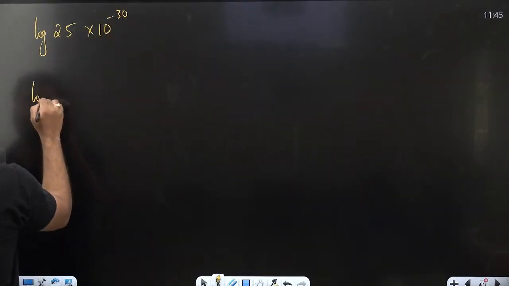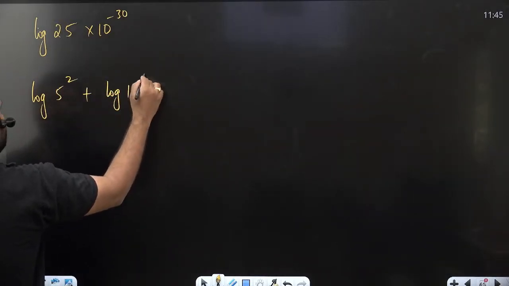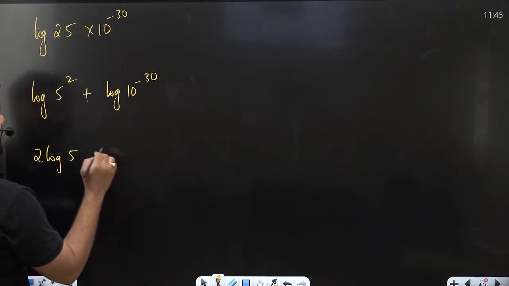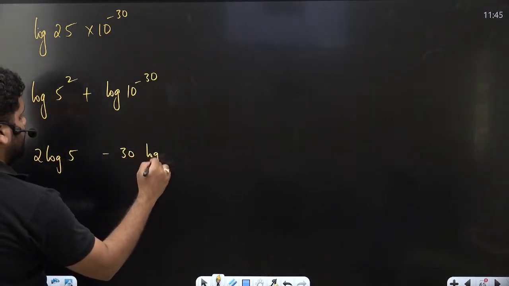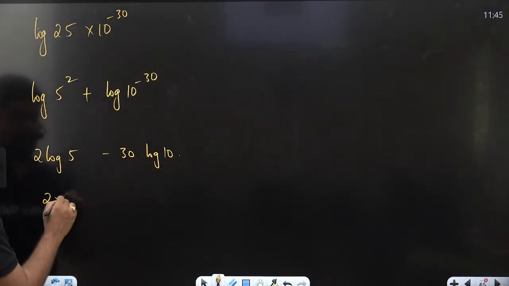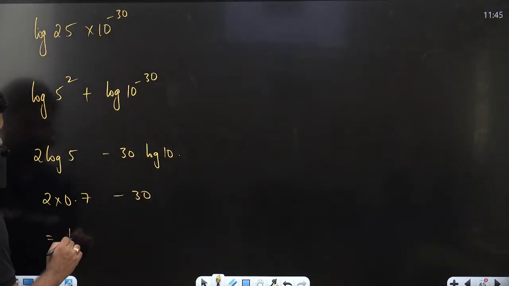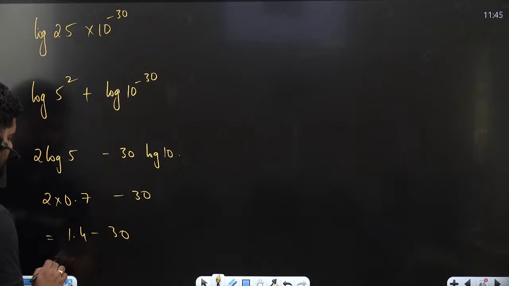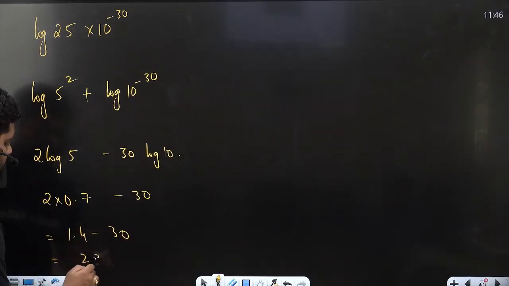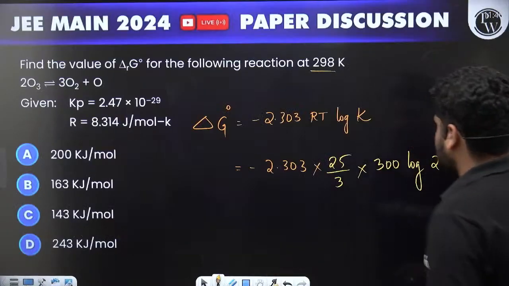So this would be log 5 square plus log 10 to the power minus 30. So this is going to be 2 log 5 minus 30 log 10. Okay, so 2 into 0.699 or something, so 2 approximately 0.7, minus 30. So this would be equal to 1.4 minus 30. 30 minus 1, 29, 29 minus 0.4, 28.6. Minus 28.6 is the answer for this log value.